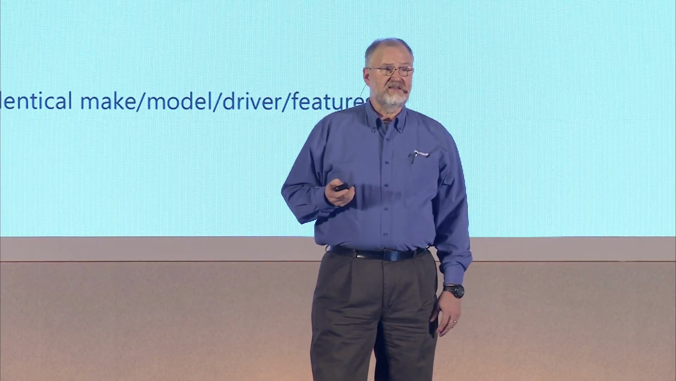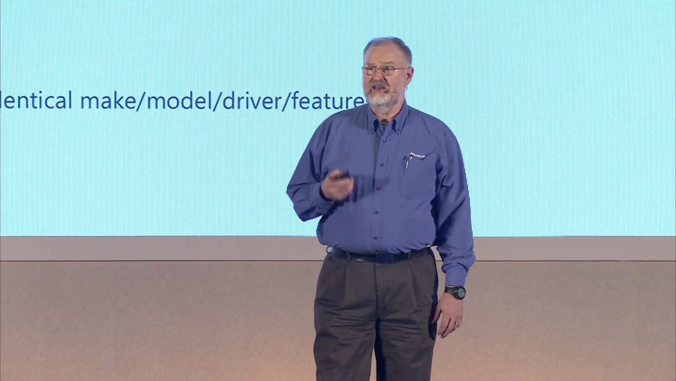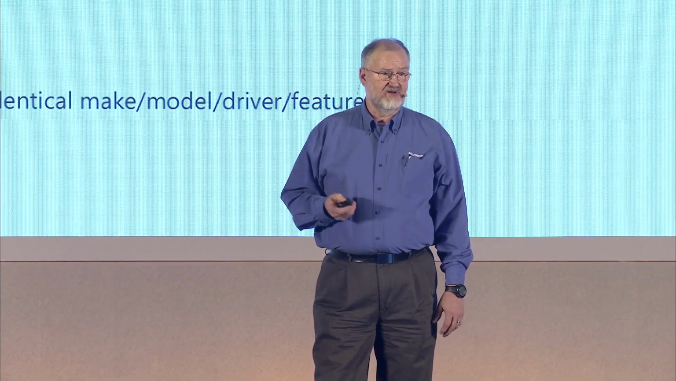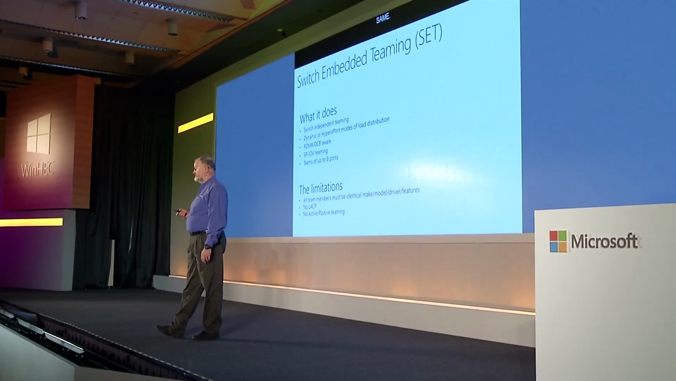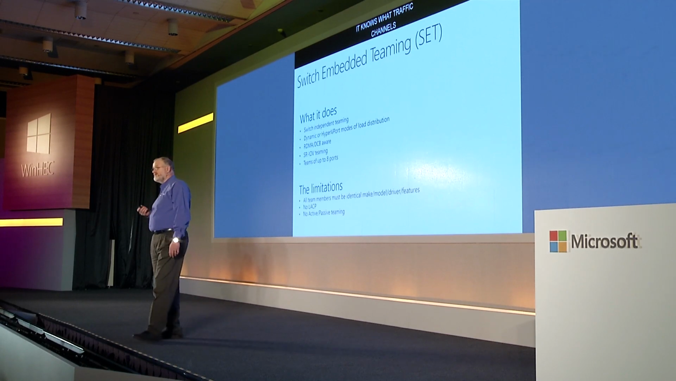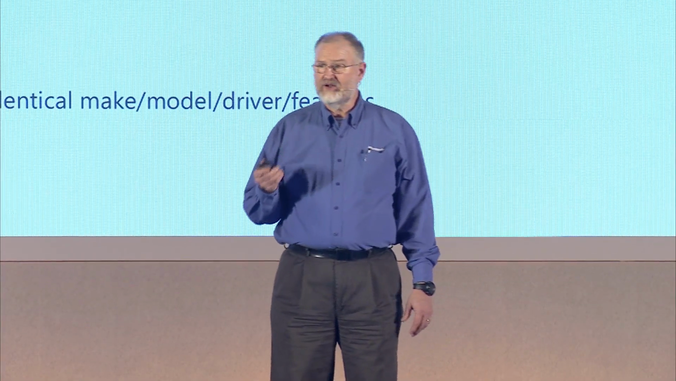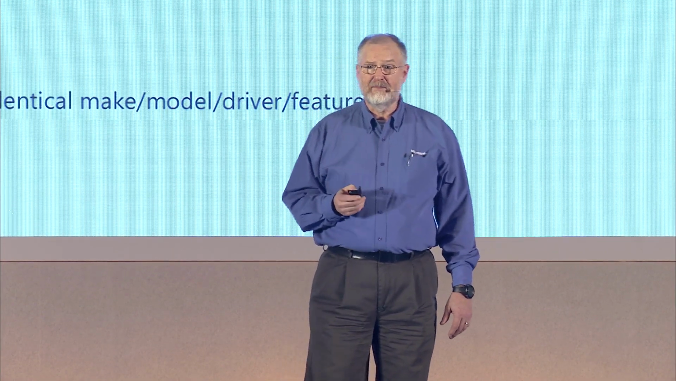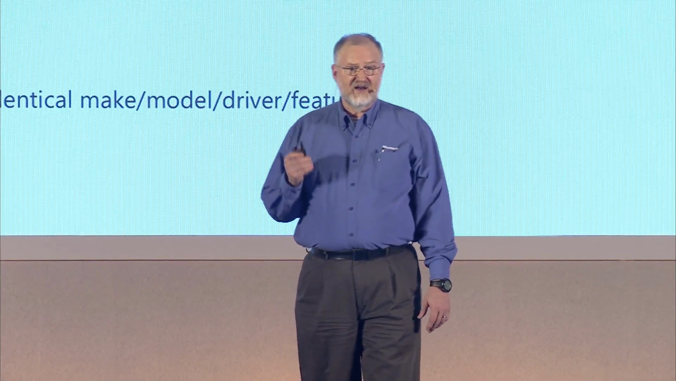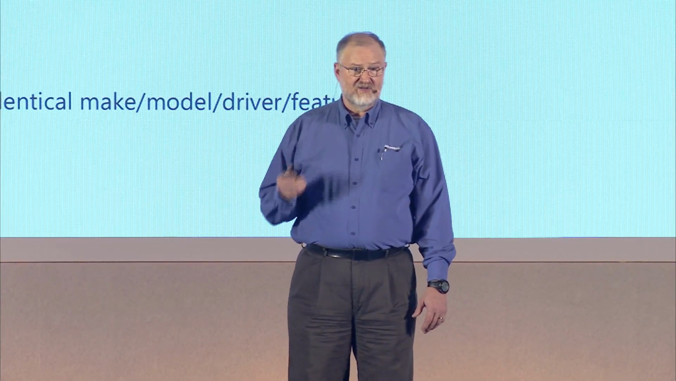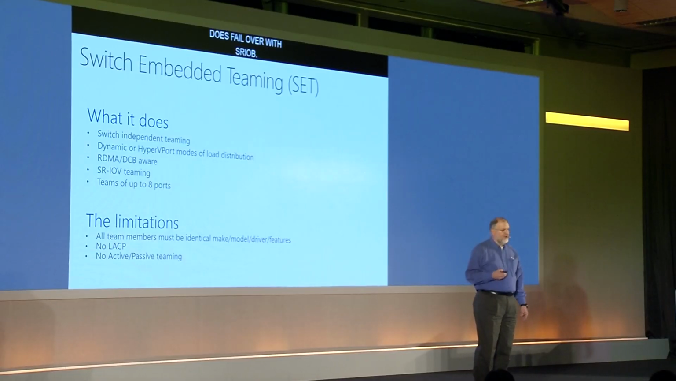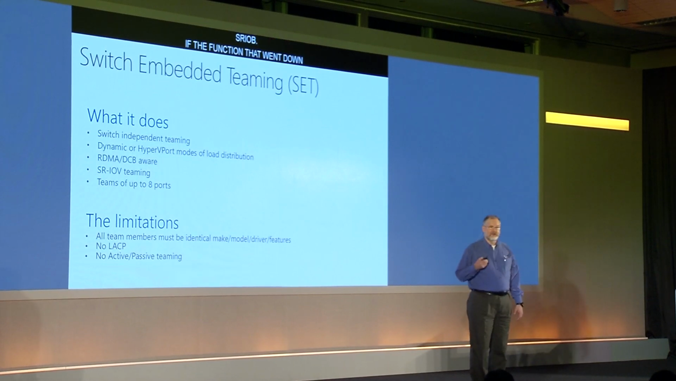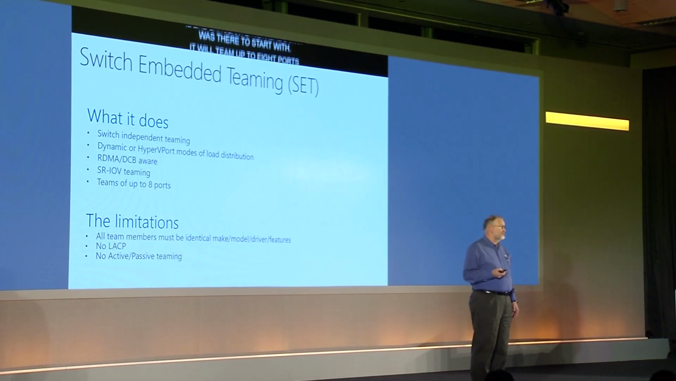It's RDMA and DCB aware. It knows what traffic channels are, and it knows how much bandwidth the Hyper-V switch can use and how much is reserved for other purposes. It does teaming in the face of SRIOV, and even does failover with SRIOV, where it will reinstantiate a new VF, a new virtual function, in the VM if the virtual function on a NIC that went down was there to start with. And it will team up to 8 ports, although as we move to these higher speed NICs, most people only want 2.